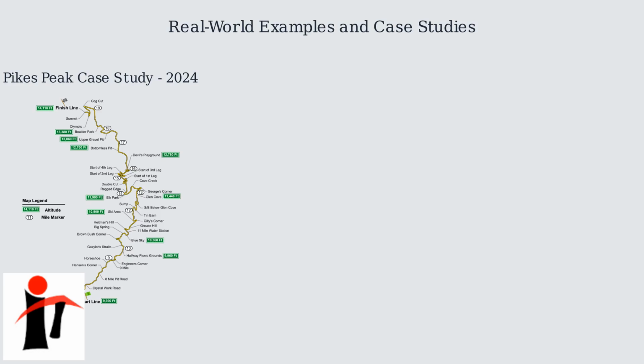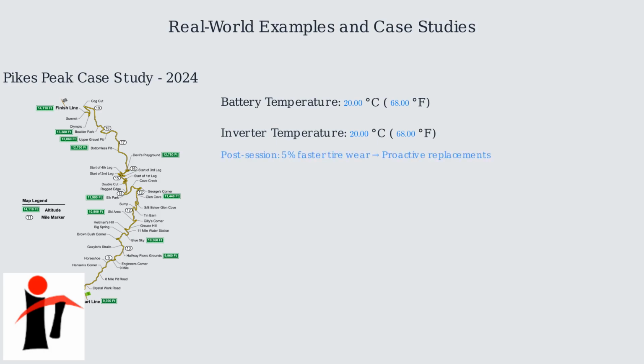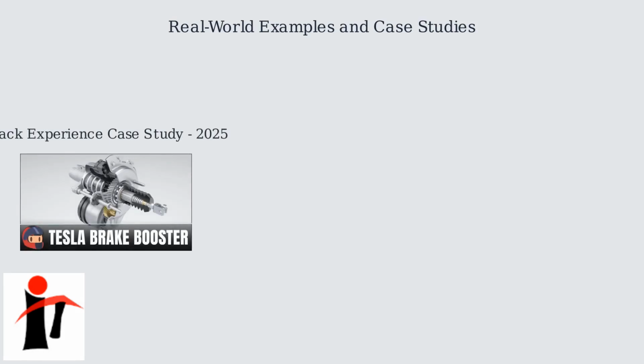In 2024, a Tesla owner documented a full track session at Pikes Peak using TeslaMate. During the session, battery temperatures peaked at 48 degrees Celsius or 118 degrees Fahrenheit with no issues. However, inverter temperatures reached 95 degrees Celsius or 203 degrees Fahrenheit during downhill regenerative braking. Post-session analysis revealed 5% faster tire wear, leading to proactive replacements.